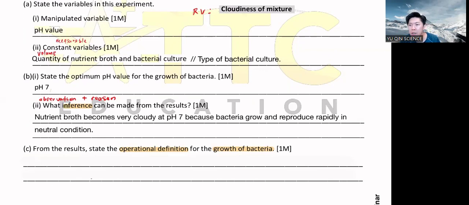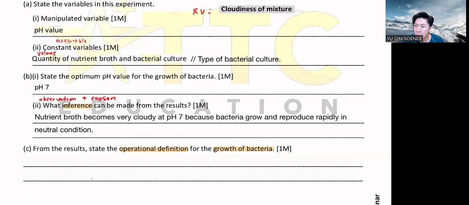Can we say bacterial culture is some sort of catalyst? Not really. Bacterial culture is the bacteria itself, the thing that we are testing, whether they grow or not. So yeah, it's not a catalyst. It's the main character.